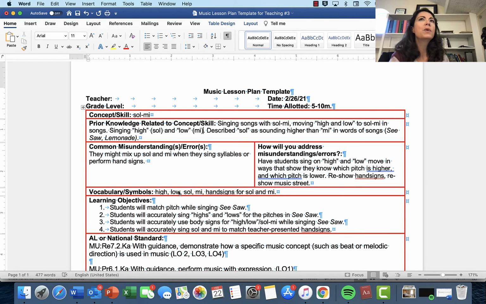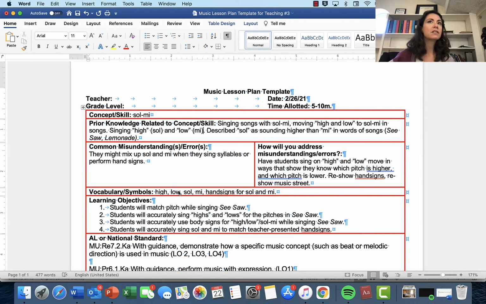Well, how will I address those errors when they come up? If the students make those types of errors, I'd want to move back a layer and say, all right, we're going to sing high and low again so that they can show me which pitch is lower and which pitch is higher. Just to make sure that they're matching the movements with the high and the low pitches. And then also saying when we touch our shoulders, it's going to be called so. And when we touch our waist, it's going to be called me. And just reinforcing that to them.